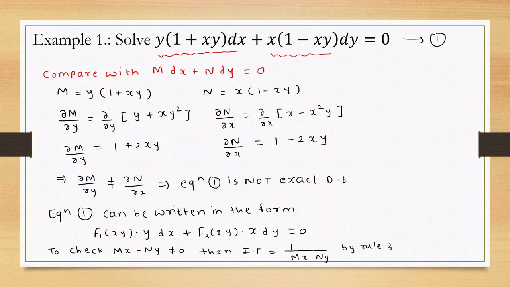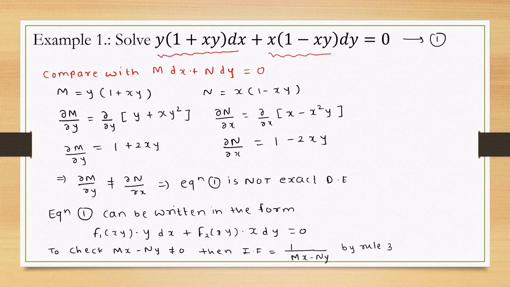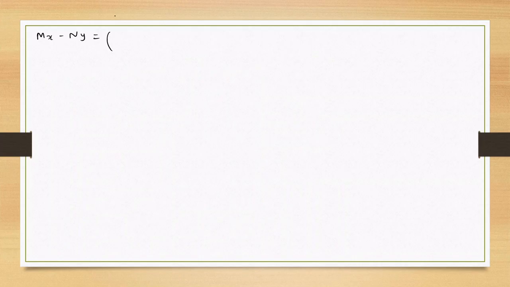Correct? Okay. Now, M into x minus N into y. What is M here? M is y into (1 plus xy), so y into (1 plus xy) into x minus what is N here?